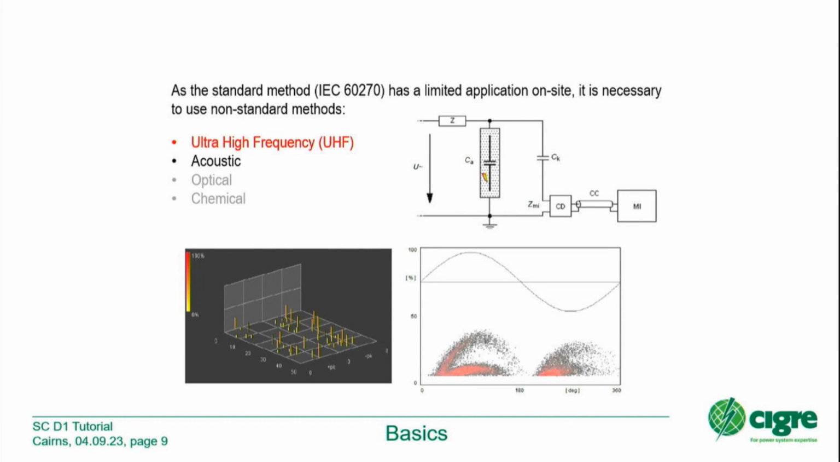A few more slides are coming showing this in detail, because with this UHF method, we were able also on site to do a very sensitive measurement, because the noise signals are very low in that frequency range. There are also other methods available for partial discharge detection. We have the acoustic method.